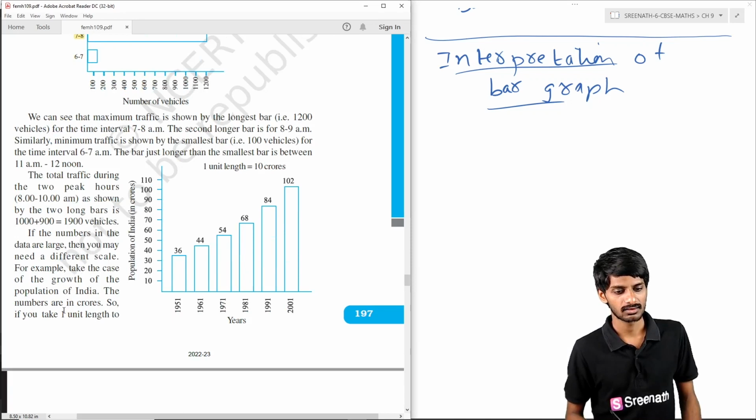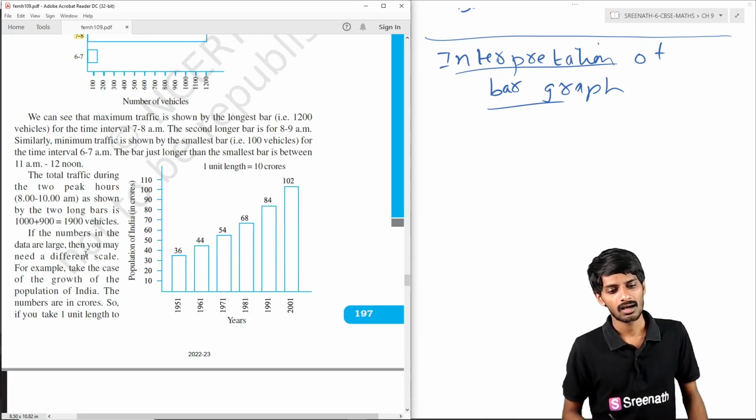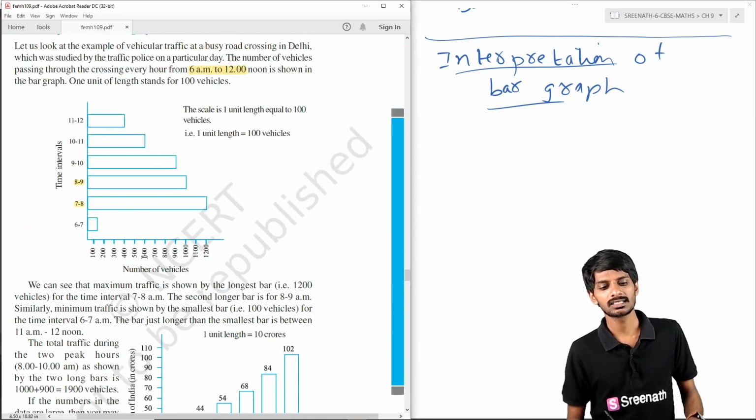Like that, friends. If the numbers in the data are large, then you may need a different scale. Sometimes, students, if the numbers in the data are larger, then we have to change the scale. Here 1 unit length is equal to 100 vehicles.